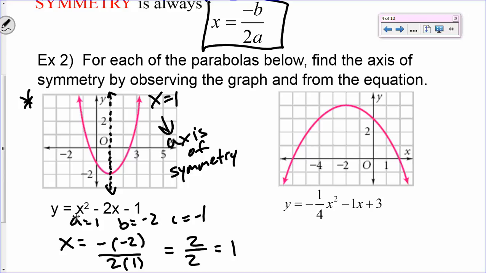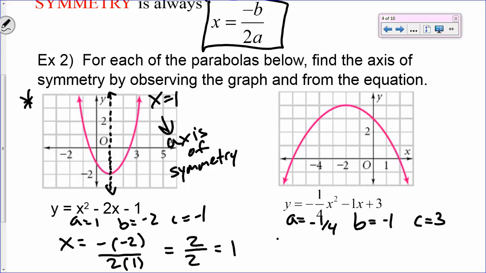It won't be that we always have a graph to look at to identify the axis of symmetry. In fact, a lot of times we'll graph our parabolas by first finding the axis of symmetry, or the vertex, which we'll talk about shortly. So for this next problem, let's calculate the axis of symmetry, and then we'll observe the graph and see if it matches our calculations. So again, we want to identify a equals -1/4, b is -1, c is 3.